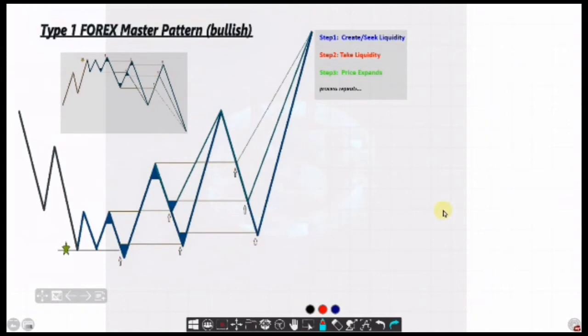So this is the first master pattern, type 1, and the first master pattern plays out as a result of what the big traders do in the marketplace. So what the big players do. Under the big players, we find the big traders. These are people who trade in large quantity. And then you also find the liquidity providers. So those are the two groups of entities under the big players.